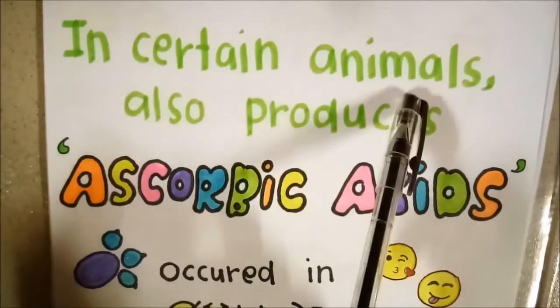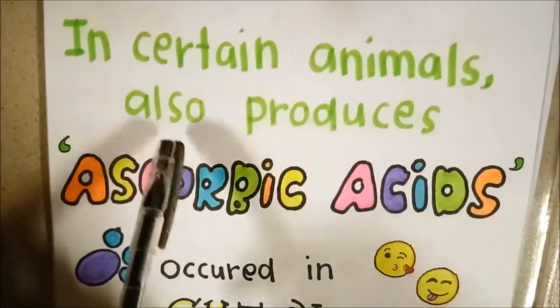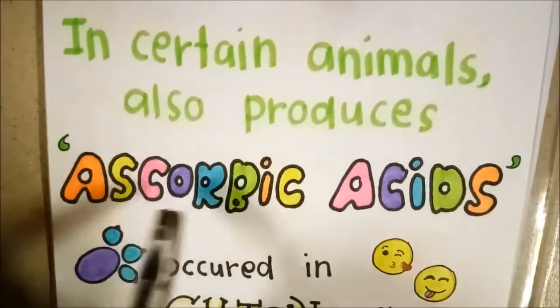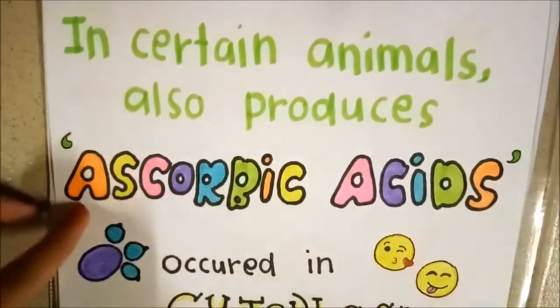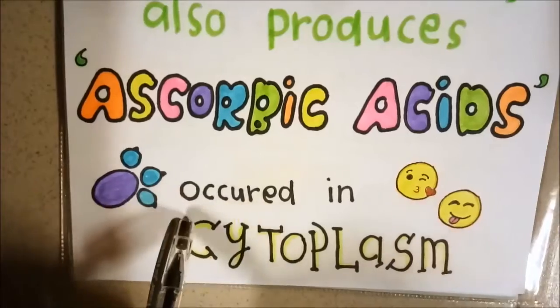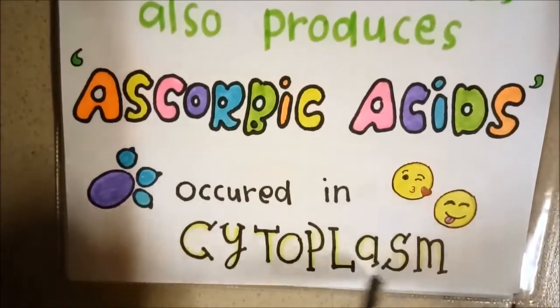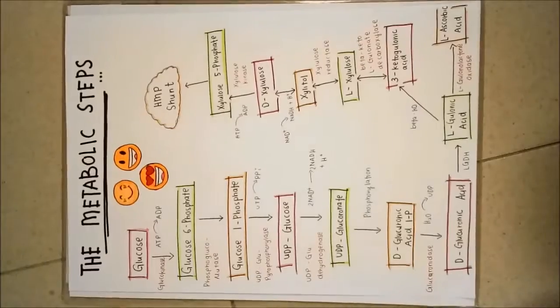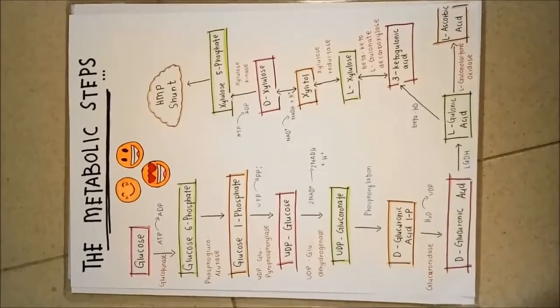In certain animals, this pathway also produces ascorbic acid. This pathway always occurs in the cytoplasm. Next, we move to the metabolic steps.